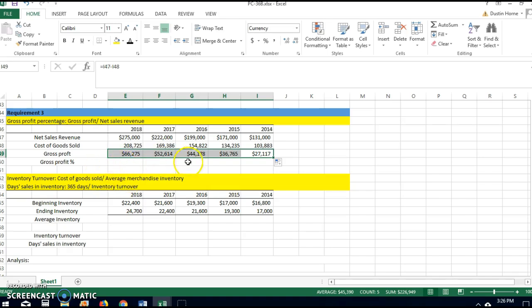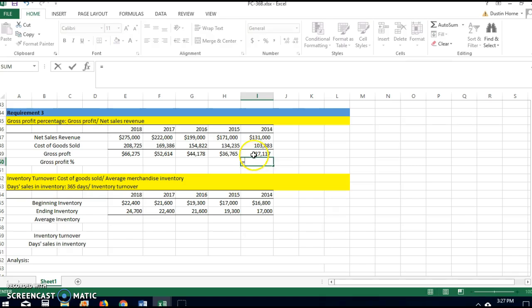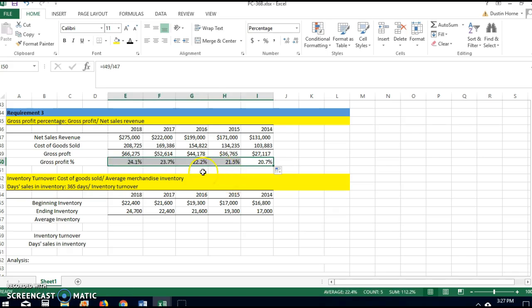And then we will get our gross profit percentage. Okay, and what you do is you take your gross profit and divide it by your net sales revenue. And we will change this to a percentage, and let's round to the nearest tenth here. So instead of doing that over and over again, I'm just going to copy it. And we get 21.5. As you can see, the gross profit percentage is increasing.